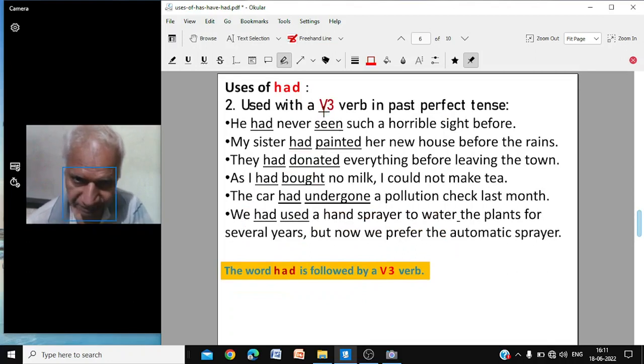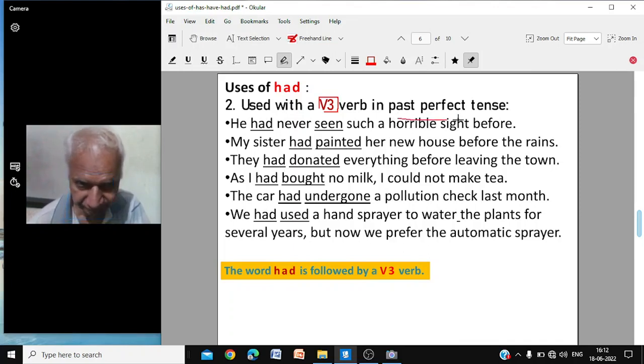Had is used with a V3 verb to form the past perfect. He had never seen such a horrible sight before. Had seen. Had followed by a V3 verb. He had never seen. My sister had painted her new house before the rains. Had painted. Had followed by a V3 verb. They had donated everything. Had donated.